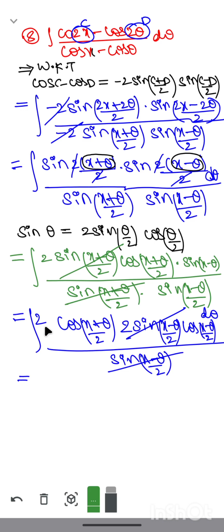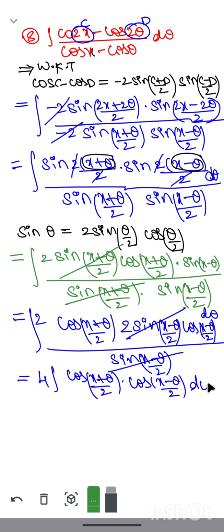We are left with 2 into 2, which is nothing but 4. 4 is a constant that we can keep outside the integral. Remaining is cos of x plus theta divided by 2 into cos of x minus theta divided by 2. See, we are reducing the level of difficulty of the given problem step by step. In the denominator we had two terms; step by step we have reduced to no term. So we don't have any term in the denominator, which means it is understood to be 1.